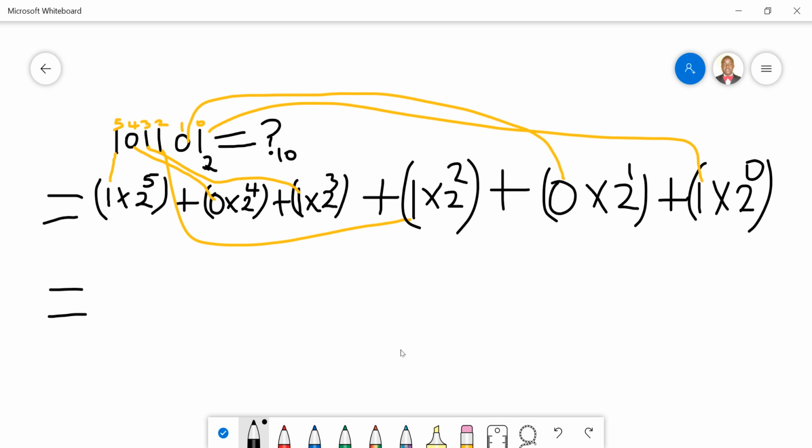So let's calculate. 1 multiplied by 2 to the power 5. 2 to the power 5 is what? You can use your calculator, and I'm sure that all of you by now know what it means. 2 to the power 5 is the same as 2 multiplied by 2 multiplied by 2 multiplied by 2 multiplied by 2, 5 times. So here we have 32.